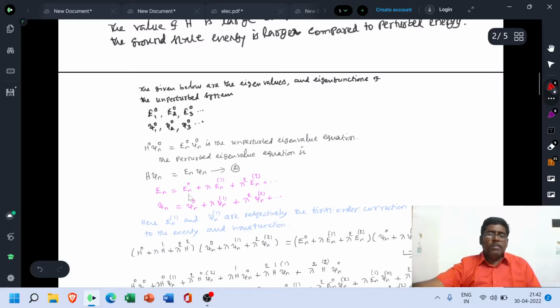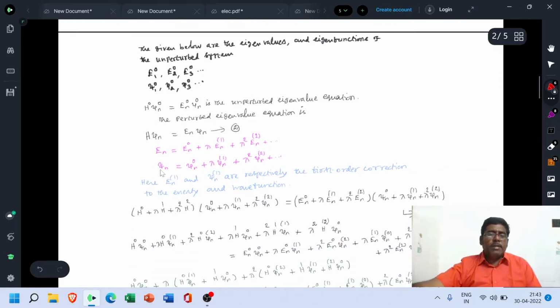The value of En is En 0 plus lambda En1 plus lambda square En2 and so on. The lambda is a parameter. 1 stands for first order energy correction. 2 stands for the second order energy correction. In the same manner, the wave function psi n is equal to psi n 0 plus lambda psi n1 plus lambda square psi n2 and so on. Here En 0 is the ground state energy level, psi n0 is the ground state eigenfunction. Now this is our perturbed eigenvalue equation.